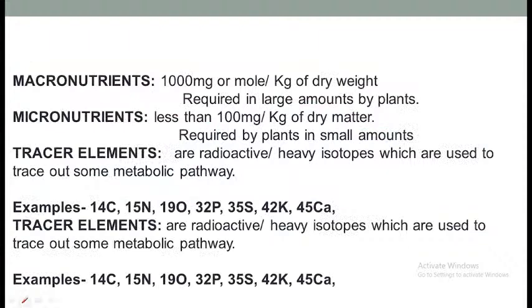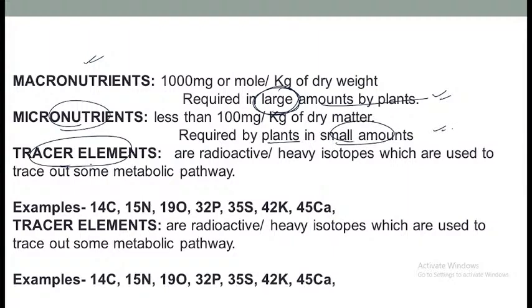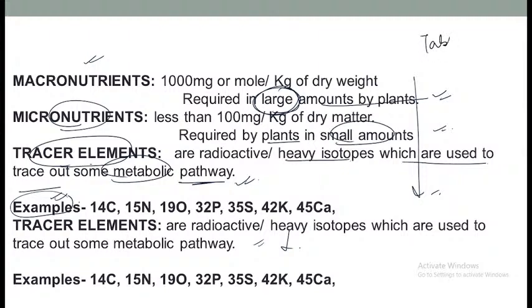Okay, let's move forward. Look over here as well, you can remember this information also. Macronutrients are required in large amounts by the plants. Micronutrients are required in very very small amounts by the plants, and tracer elements are the ones that are either radioactive or very heavy isotopes which are used to trace out some of the metabolic pathways. We have various examples of tracer elements also. Remember this, it is repeated. So I guess this is clear to you, and if so, we can switch over to our table part, where you can keep a note of all the diseases, the functionalities and also the nutrients.